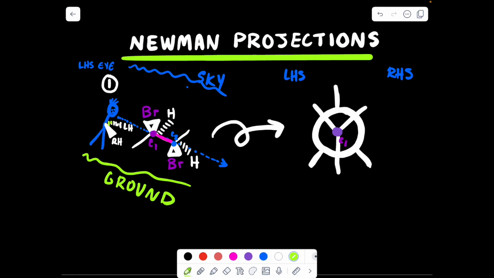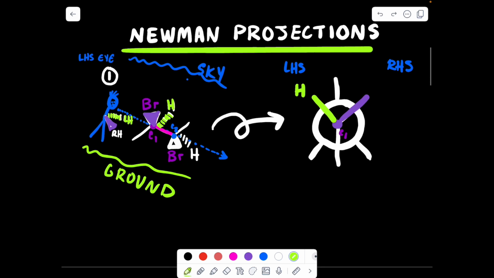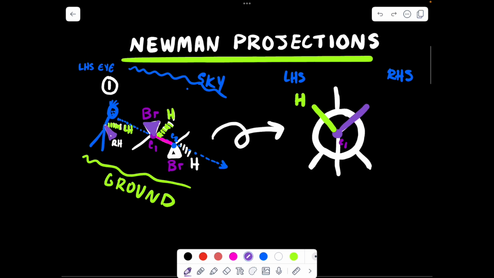So let's draw our left hand on a dash in green. We can see that the hydrogen attached to C1 is also on a dash, so that means it must be drawn going out and away from C1 on the left-hand side. Now the bromine matches up with the right-hand side, so the wedge. So it must be drawn on the right-hand side of my Newman projection, pointed up. Why? Well, if we extend this wedge, it's pointed up towards the sky. If we extended the hydrogen, it's pointed up towards the sky. So same for the bromine. The bromine will be drawn on the right-hand side of the Newman projection.